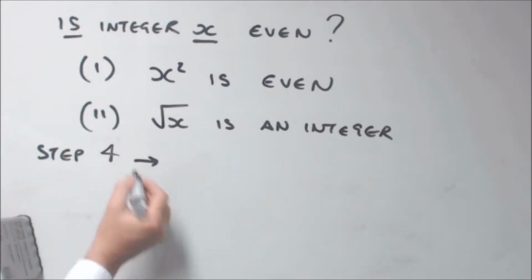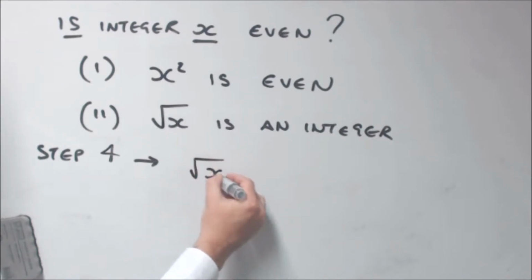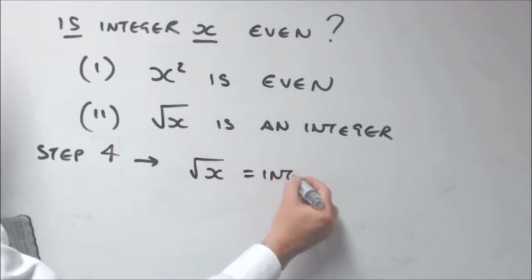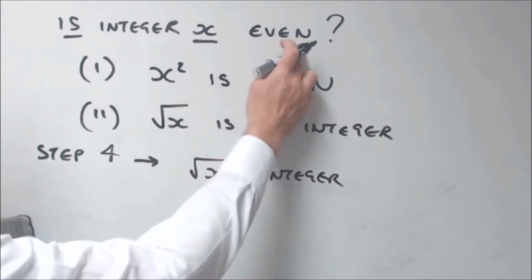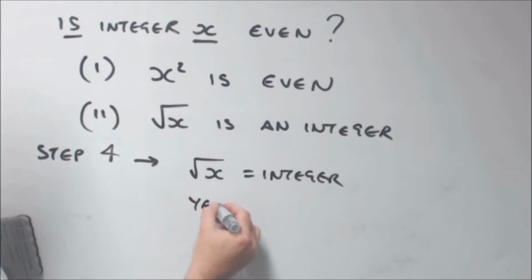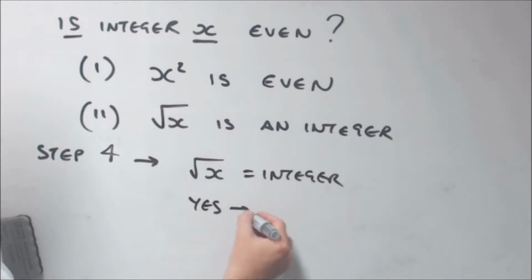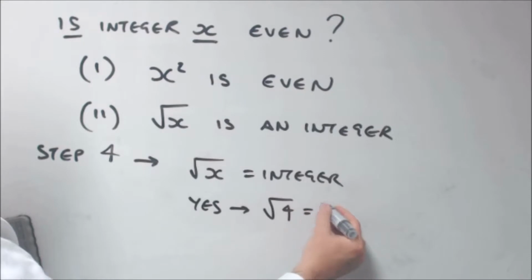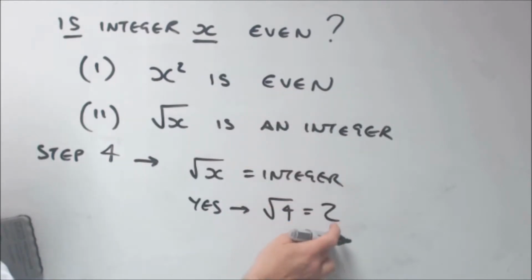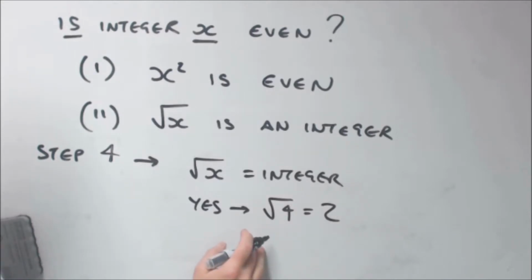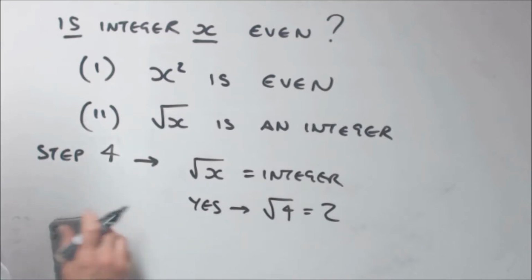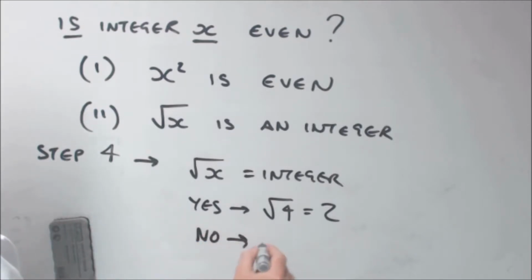Okay. Now, step 4, we look at the second statement by itself. This time, however, it's slightly different. The square root of x is an integer. Now, just with a bit of deduction, you'll realize, well, there are too many options here. It could be odd, could be even, but let's just double check. Let's have a yes first of all. So let the integer be 2. Well, that's the square root of 4. Okay. 4 is even. That gives us a yes to the question.